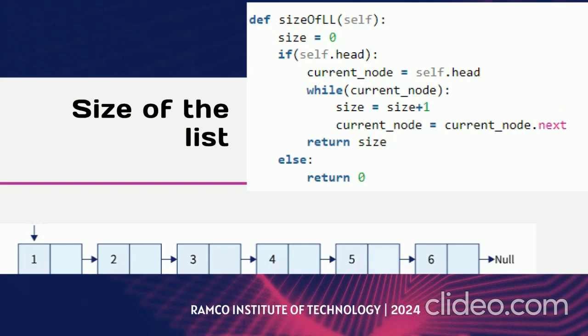Size of the list. To print the size of the list we need a size variable initialized with 0. If the list is not empty, we can traverse, right? So that is checked here. If the head is not null, the if condition will be satisfied and it will execute. So current node equals self.head, head is stored in current node. Every time the while loop executes, size will be incremented, and the current node will point to the next element in the list. So after completion of the while loop, size will be returned.